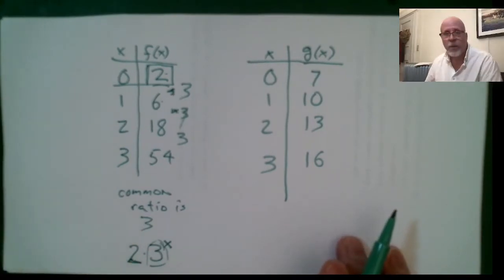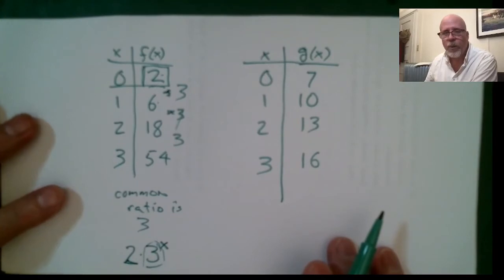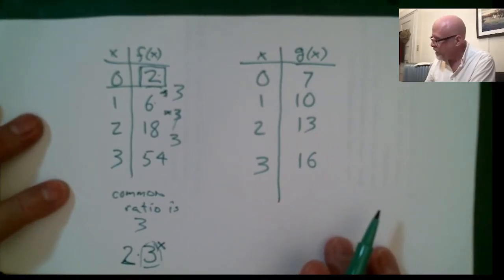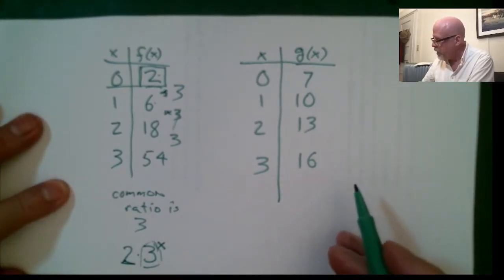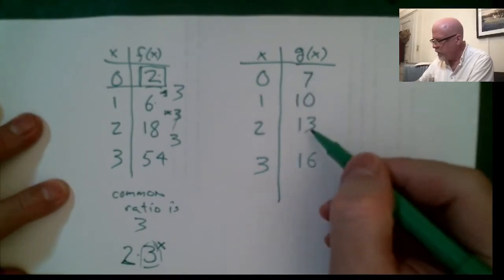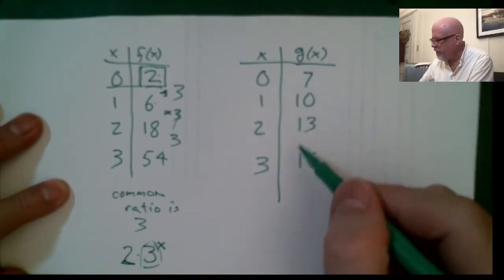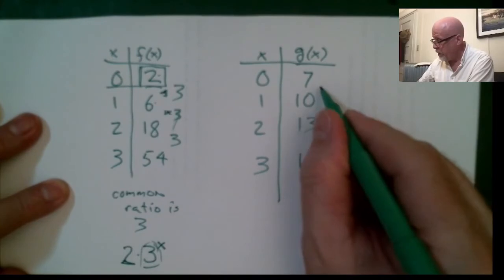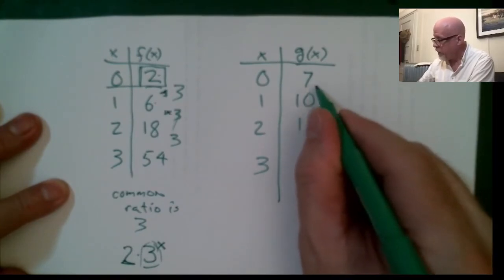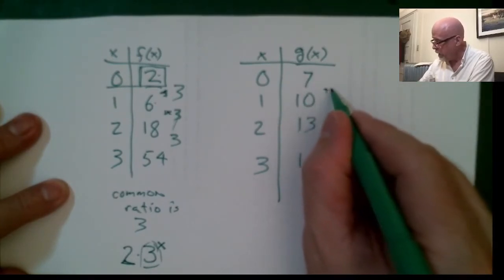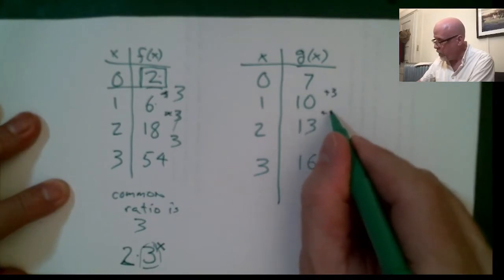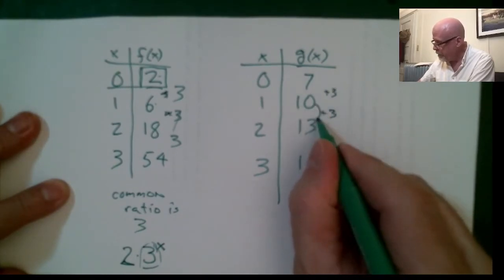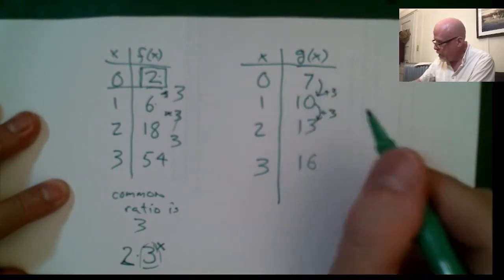Well, let's do the other one. It's kind of a letdown now because I told you there's one of each, right? So this other one must be the linear one. 10 over 7 is not the same thing as 13 over 10. You can check that those ratios are not the same. But if you look additively, to go from 7 to 10, you're adding 3. To go from 10 to 13, you're adding 3.